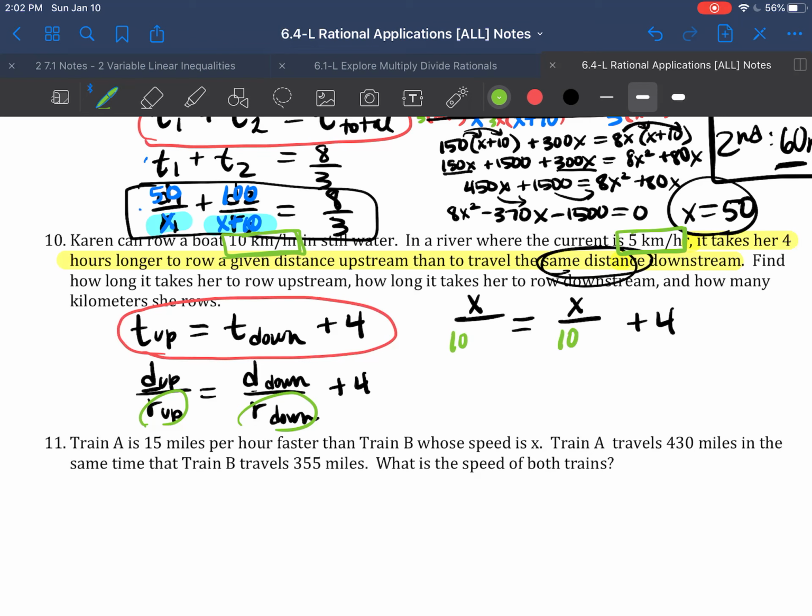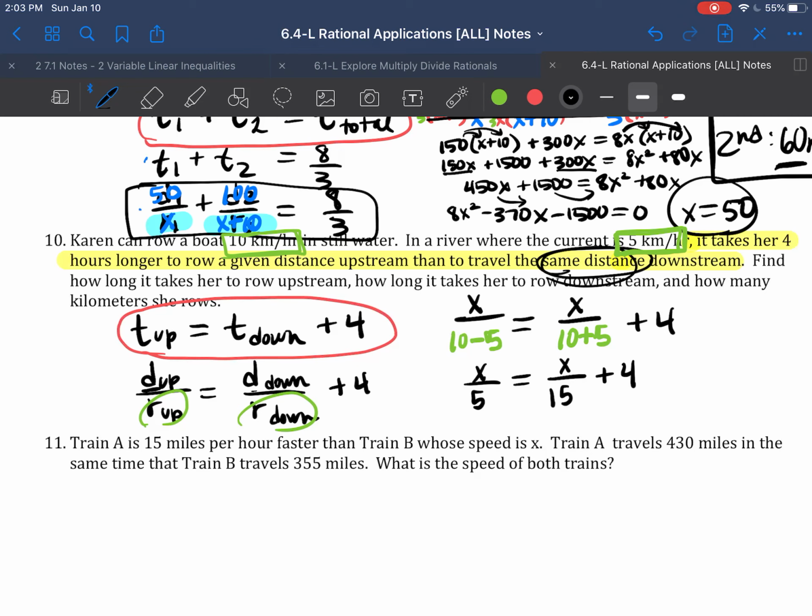But in one situation, she is rowing upstream, and so that current is working against her. So I'm going to subtract the 5 kilometers per hour of the current from her speed. She's only going to be going 5 kilometers per hour. In the situation where she's going downstream, I'm going to add the current to her speed. So you either add the current if you're going with the current, or you subtract it if you're going against it. So in the case of going upstream, she's going 5 kilometers per hour. In the case of going downstream, she's going 15 kilometers per hour.